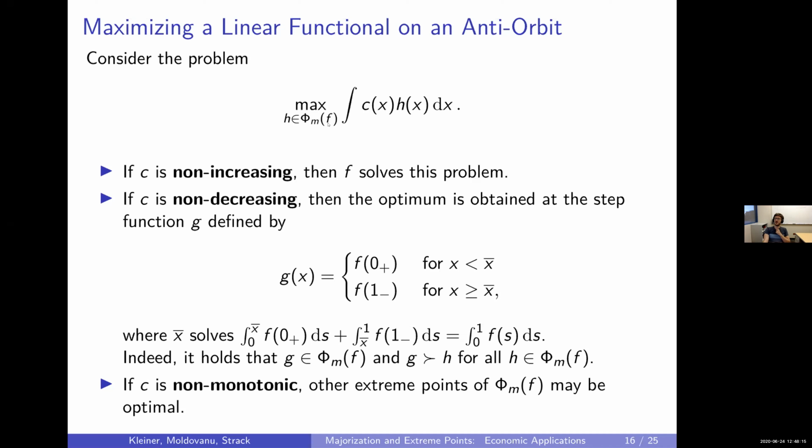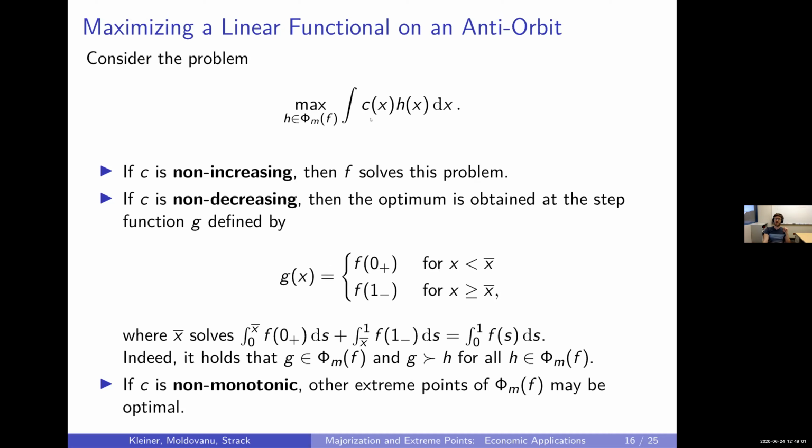Namely, if c is non-increasing, again, now this will be a Schur concave problem as before. So this means you want to choose the smallest function that's feasible in the majorization order. And well, the smallest function in the anti-orbit is just the function f itself. On the other hand, now if c is non-decreasing, it's a Schur convex function. So you would like to choose the largest function in the anti-orbit. According to this majorization order, the largest function is a step function that just takes 2 values. And of course, on average, it has to equal the function f. So this is the largest function in majorization order. So this will be optimal whenever c is non-decreasing.